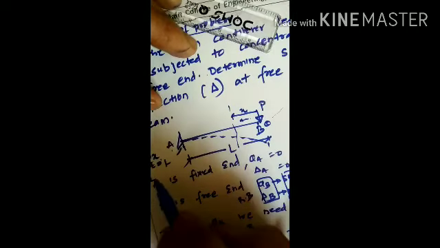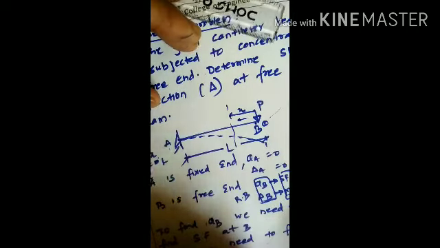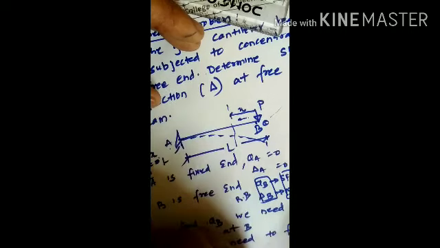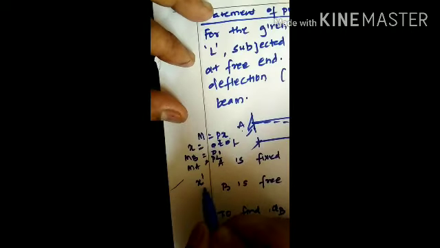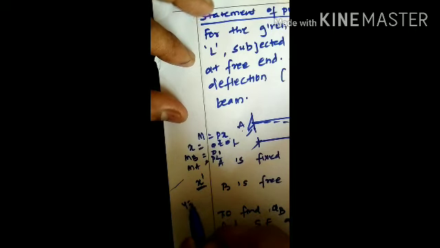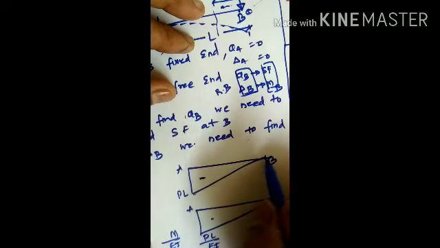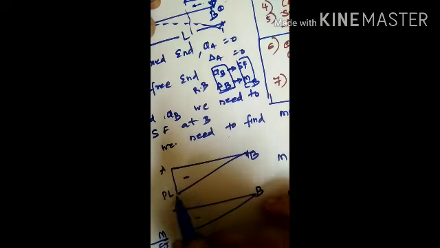Now here L is to the power of 1, which indicates x is to the power of 1. Any equation where x is to the power of 1 is of the form y is equal to mx plus c, which is an equation of a straight line. So we are going to draw it in the form of a straight line from A to B. Moment at B is 0, moment at A is P into L.